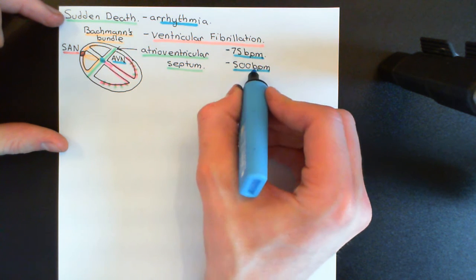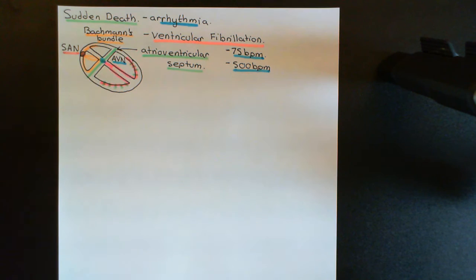And I'll explain what the problem with the ventricles contracting at that sort of a rate is in a moment. Let me firstly explain how this can end up happening because of a heart attack.